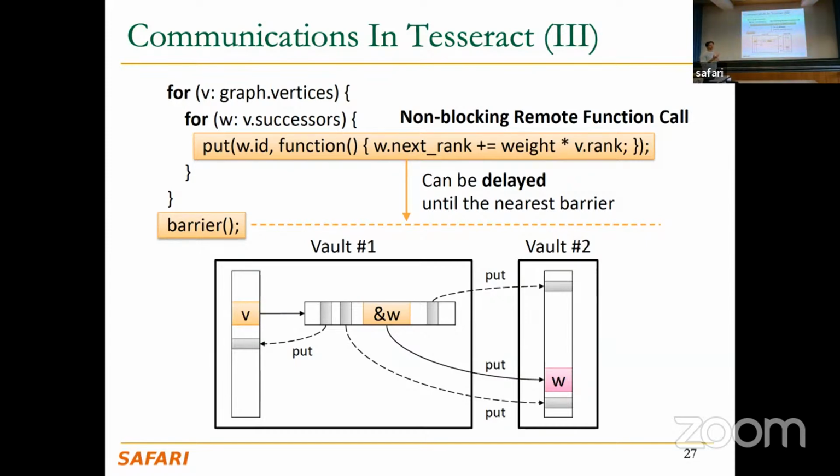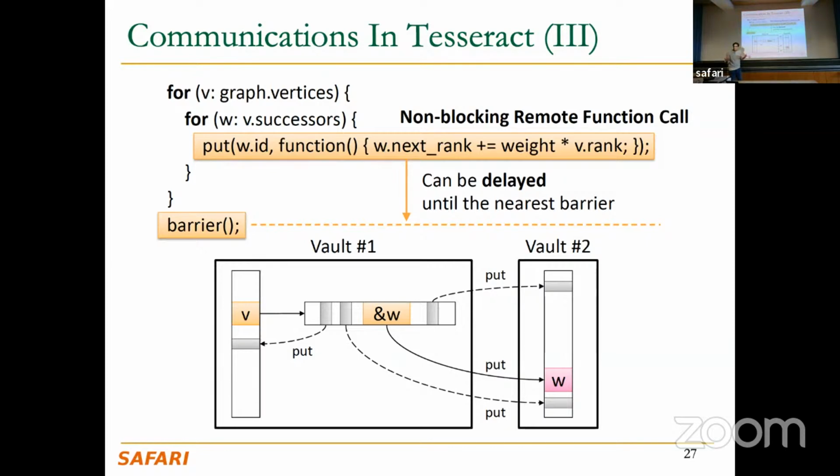Because they are non-blocking, what that means is that after issuing this put operation, this remote function call, the core in vault 1 can continue the execution. It's non-blocking, right? So it can continue and go to the next successor, and at some point go to the next vertex that was assigned to this core, okay?